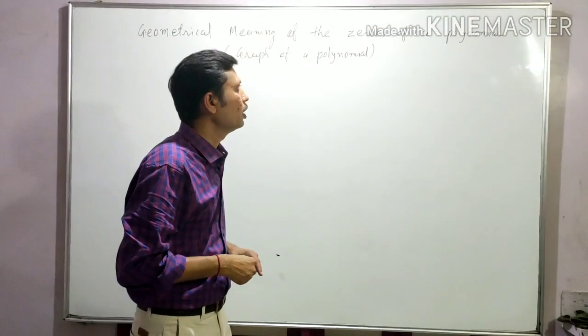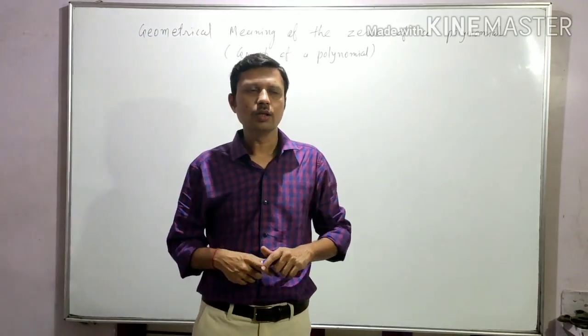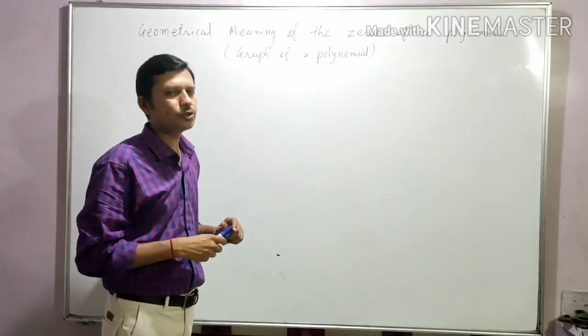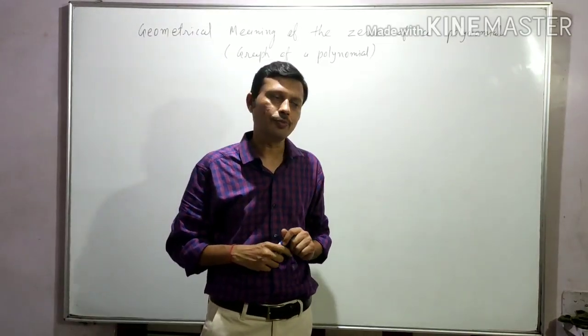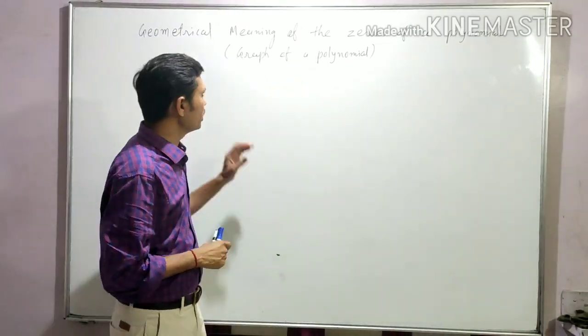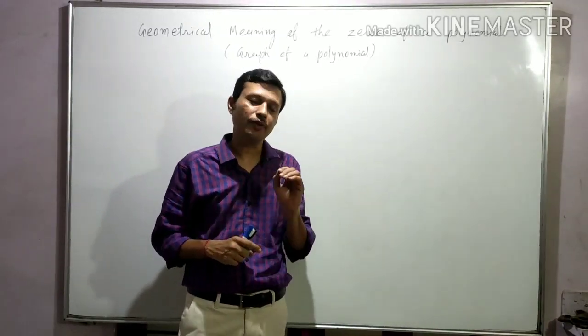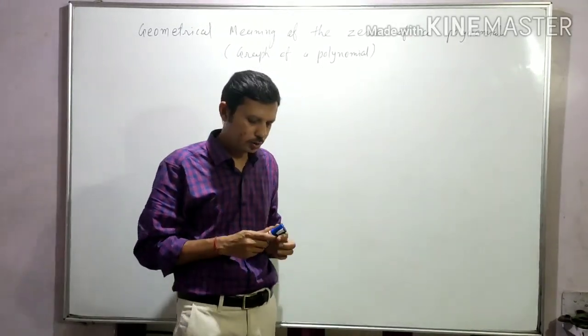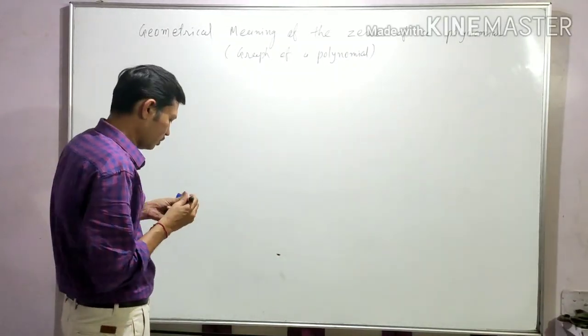Okay, प्यारे बच्चों, after understanding zeros of a polynomial, now we are going to understand what is the geometrical meaning of zeros of a polynomial, right? To understand this, first we have to understand the graph of a different type of polynomial, right? So first we will start with the constant polynomial.